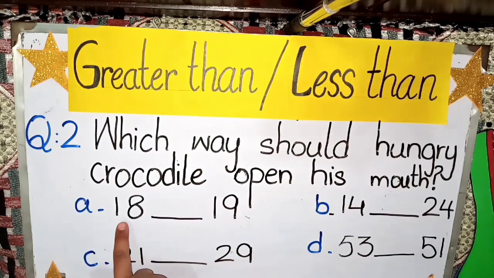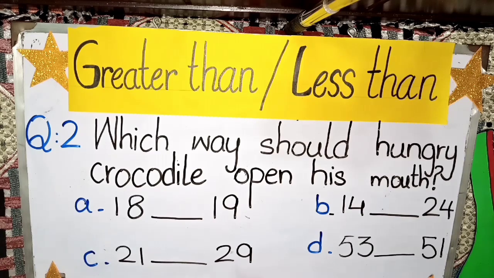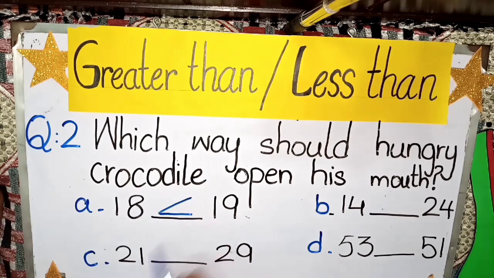The question, they have given you two numbers 18 and 19. You have to find out which number is bigger. Both the numbers having the same number of tens, so we will check their ones. This number is having 8 ones and this number is having 9 ones. So the number 19 is having more number of ones, so this is bigger. So the crocodile will open his mouth towards the number 19 like this. You can read it like this: 18 is smaller than number 19. The pointed end is towards the smaller number and the open mouth is towards the number 19.